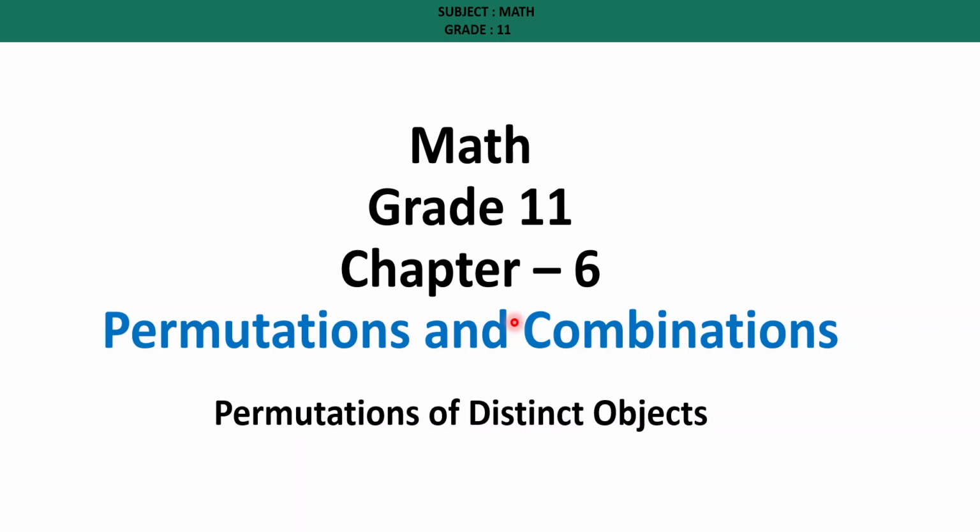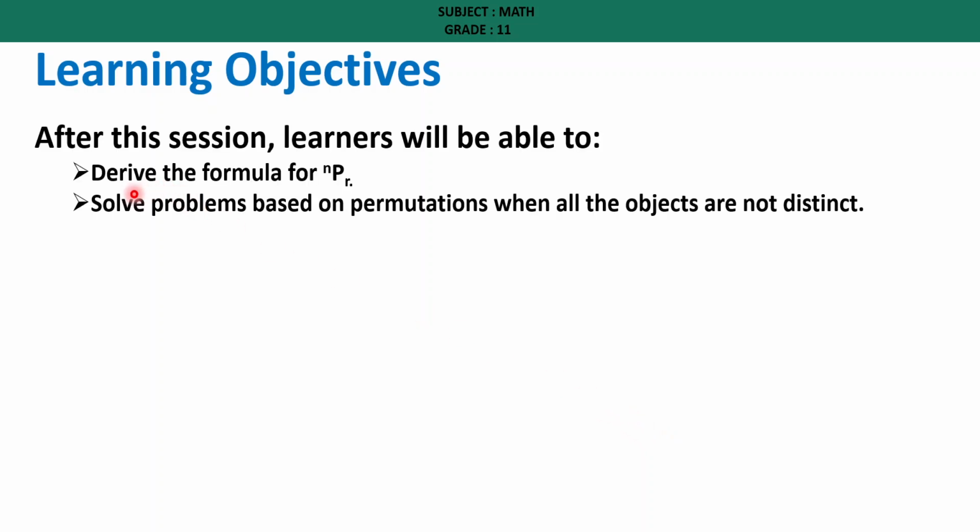Hi all, good morning. Let's start Maths, grade 11, chapter 6. Chapter name is Permutations and Combinations. Subtopic is Permutations of Distinct Objects. Learning objectives. After this session, learners will be able to derive the formula for nPr.